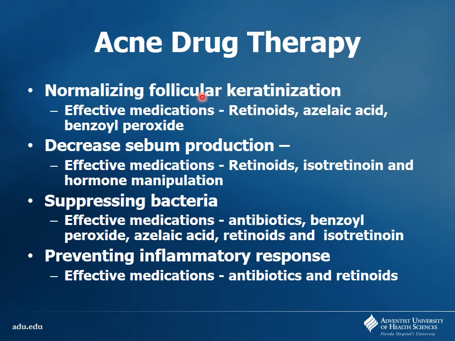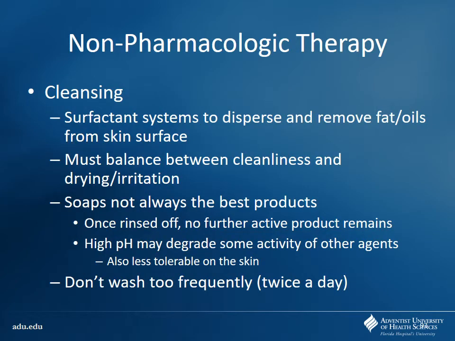But for normalizing the follicular keratinization, this is where things like topical retinoids, azelaic acid, and benzoyl peroxide will be effective. Decreasing sebum production, again, the retinoids, isotretinoin, which is a systemic retinoid, and then hormone manipulation will be important here. We'll look at suppressing bacteria, which is where a lot of our antibiotics and benzoyl peroxide are going to come into play, and then preventing inflammatory response. Antibiotics and retinoids, again, will be useful here. So we'll go over these in more detail, but you can fall back on this slide to say, okay, what different steps do these different drugs work on specifically?